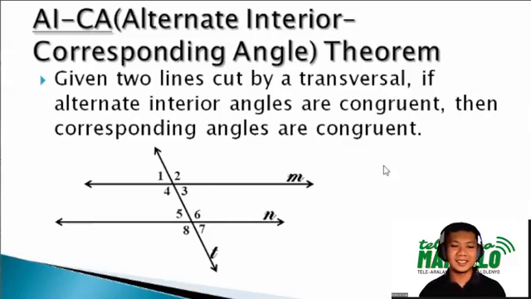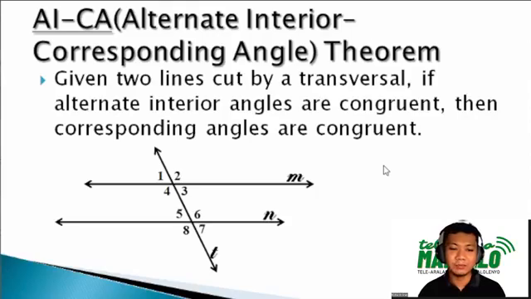Okay, next one. We have AICA, or alternate interior corresponding angle theorem. What does it mean? The AICA, given two lines cut by a transversal, if alternate interior angles are congruent, then corresponding angles are congruent. Please take note, we will use alternate interior angles. Then, one of its corresponding angles is also congruent.